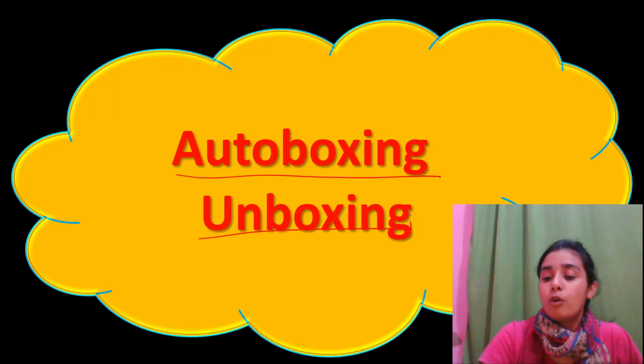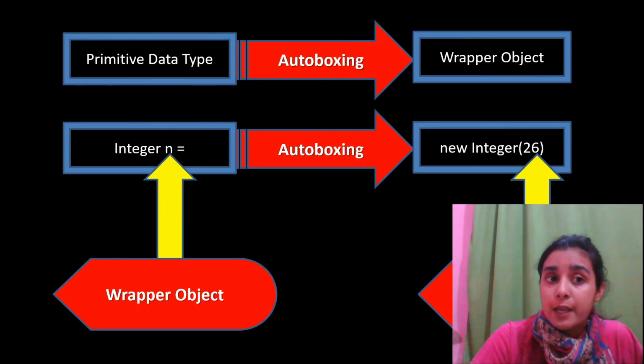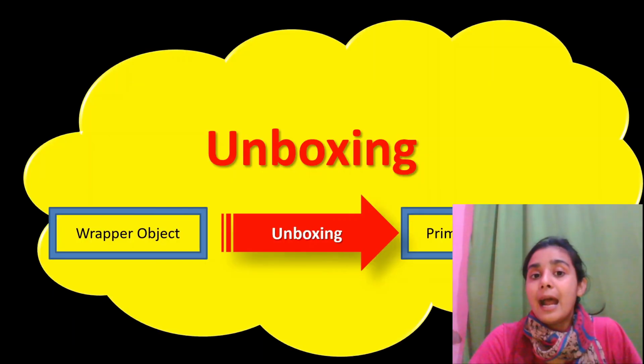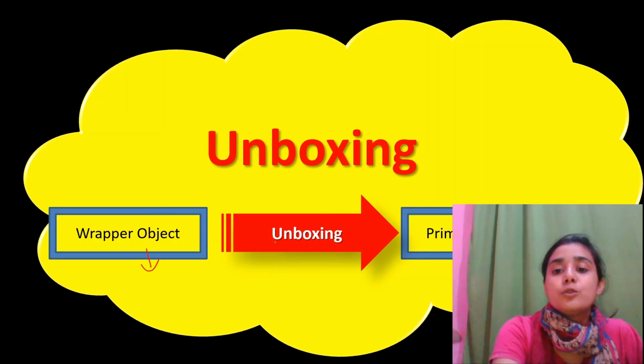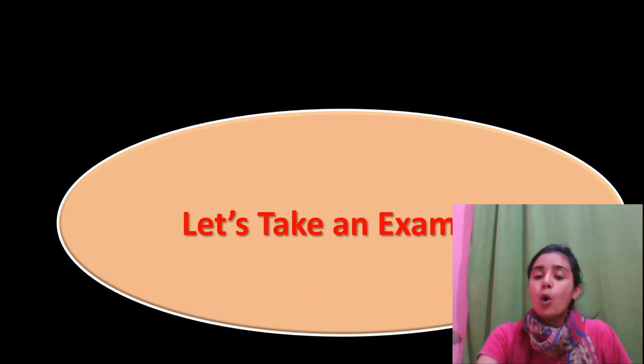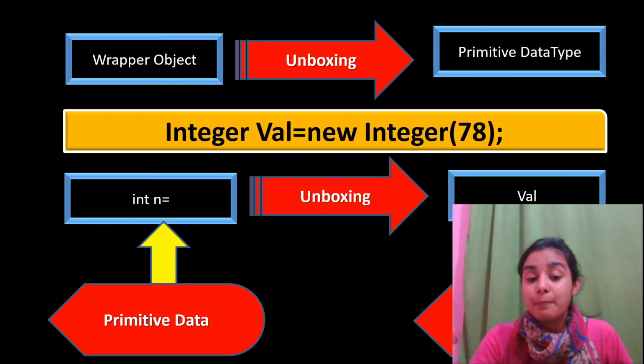And now we have done autoboxing and unboxing also. If I talk about autoboxing, that means primitive into the wrapper object. And if I talk about unboxing, that is the wrapper object into the primitive. This we have done. I hope you understood the concept of wrapper classes and packages.